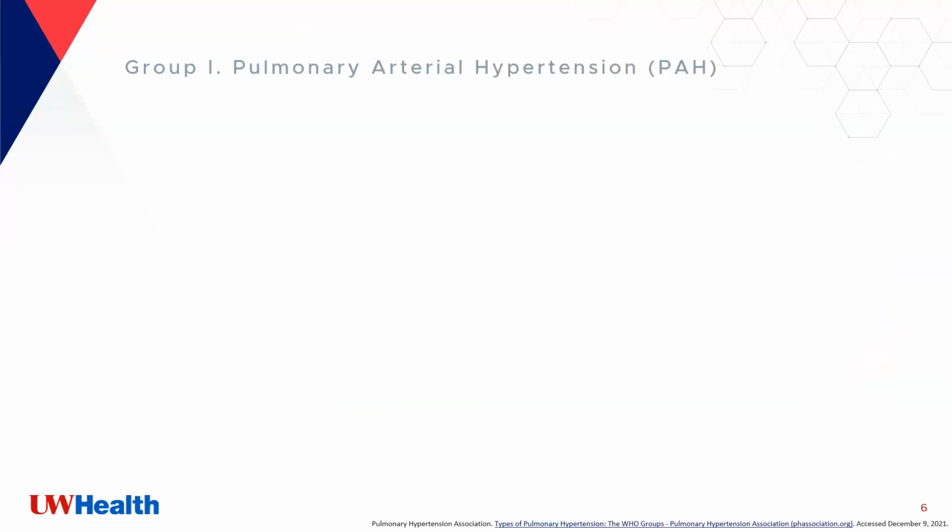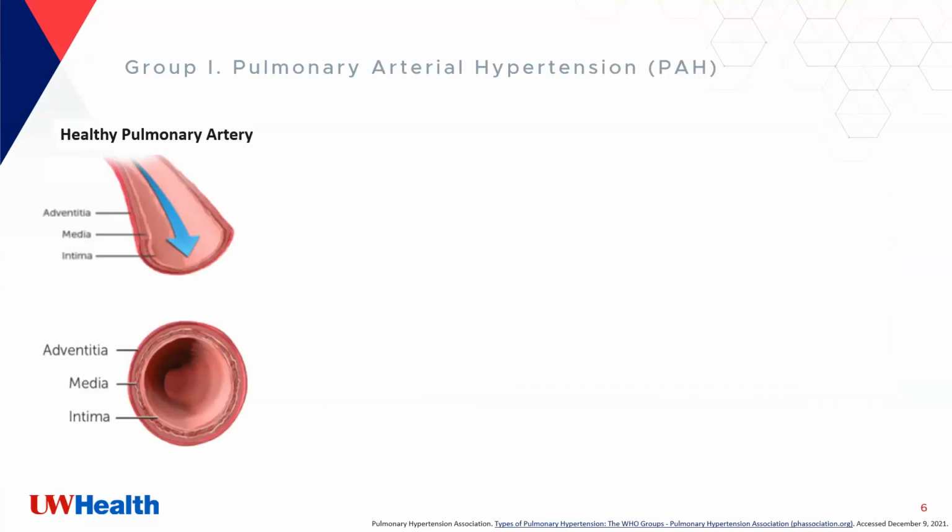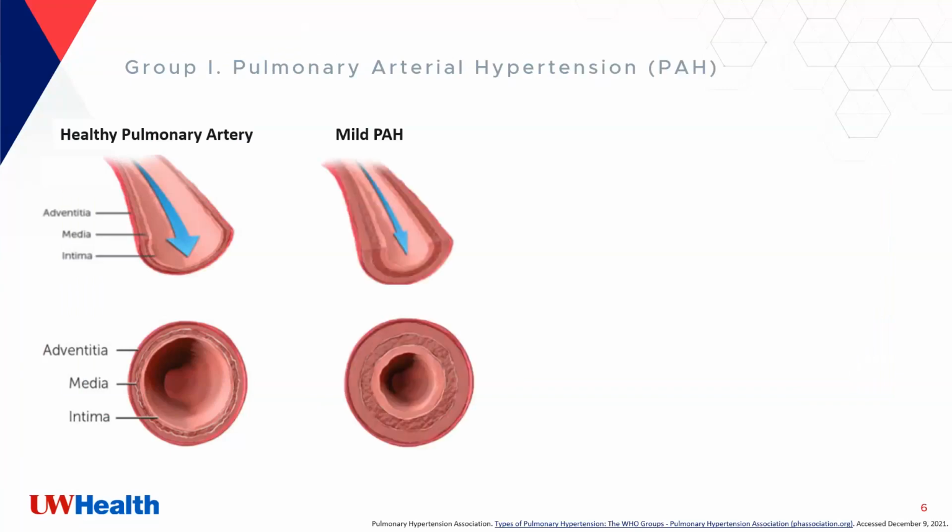So group 1 generally refers to pulmonary arterial hypertension, which is caused when arteries in the lungs become narrow, thickened, or stiff. This is a depiction of a normal pulmonary artery, where the blood flow is not restricted. In this next picture, we can see that the artery wall is thick and stiff, causing some mild limitation of blood flow.